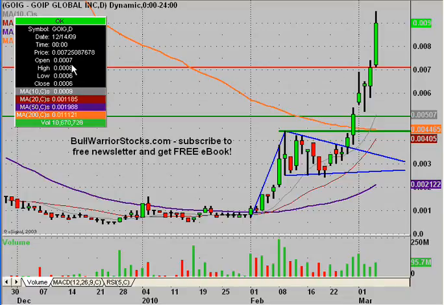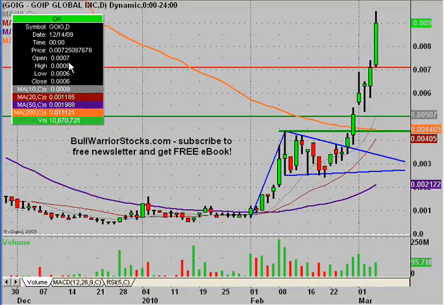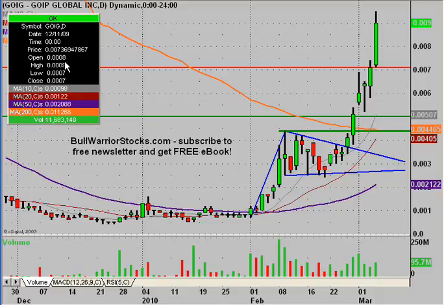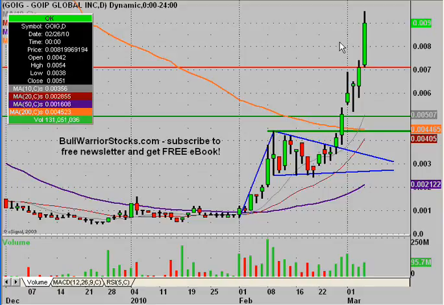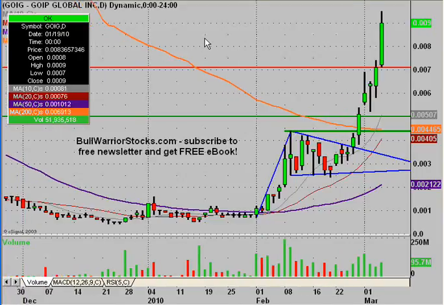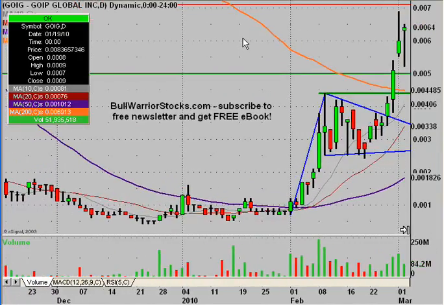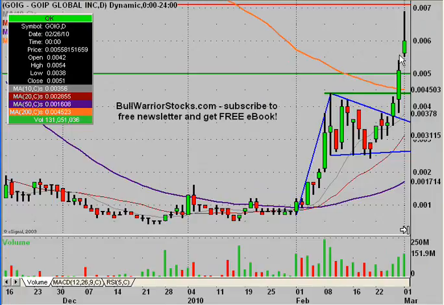This will be a video chart on GOIG, GOIP Global Incorporated. This one needs to be updated again. It's just been a beast, going parabolic right now. I actually got this wrong. I can't remember if I did a video on it or not, but I saw this candle and I think it was just a normal chart.